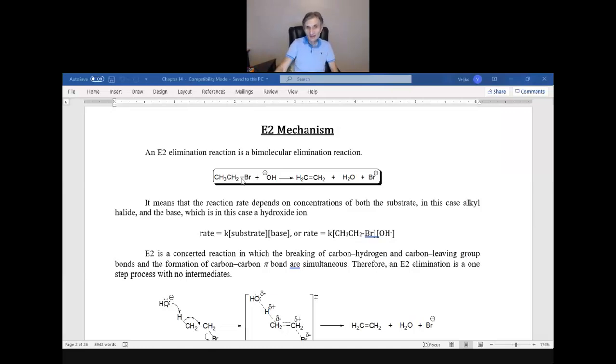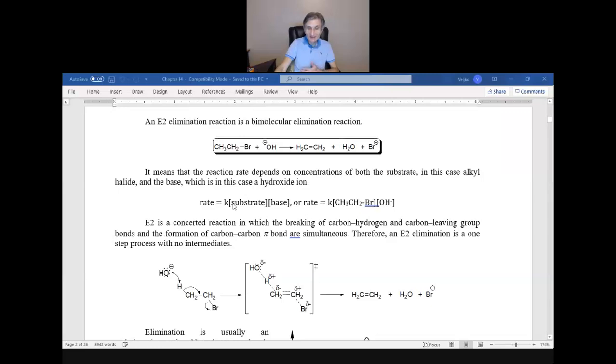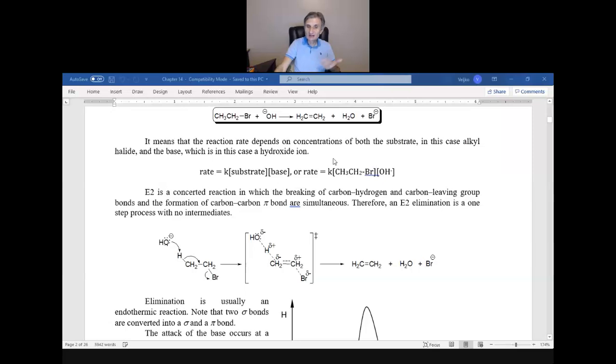So in an elimination reaction like this, bromoethane with hydroxide, like sodium hydroxide, to give ethene, and byproducts water and bromide anion, reaction rate depends on the rate constant and concentration of substrate and base. Reagent is base in this case. Or, in specific terms, rate constant and concentration, in this case of bromoethane and hydroxide anion. Again, you need to know this expression, but there will be no calculations involving this expression.